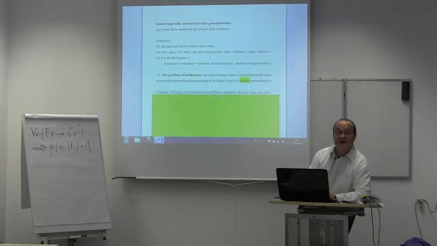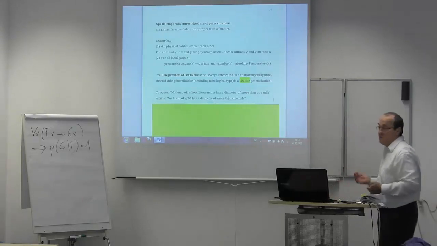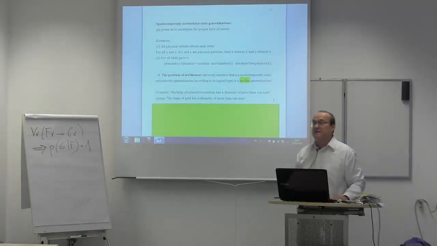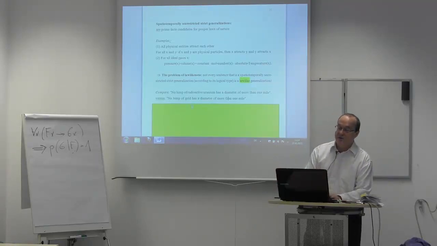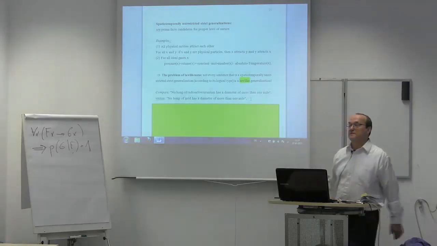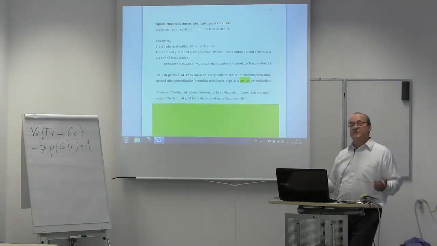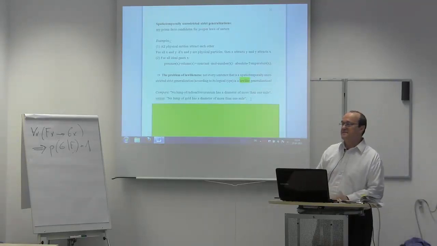Again, this example goes back to Hans Reichenbach, so you see I mention this philosopher very often. Compare these strict spatiotemporally universal generalizations. No lump of radioactive uranium has a diameter of more than 1 mile, in the universe, right? Versus no lump of gold has a diameter of more than 1 mile. Assume that both are true. I mean, what would you say? What is the difference, or what do you think?